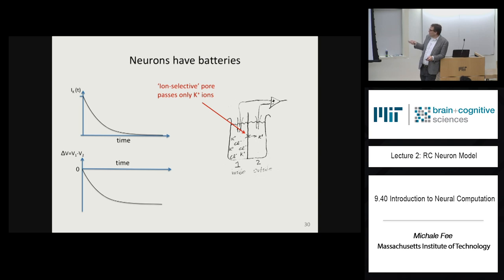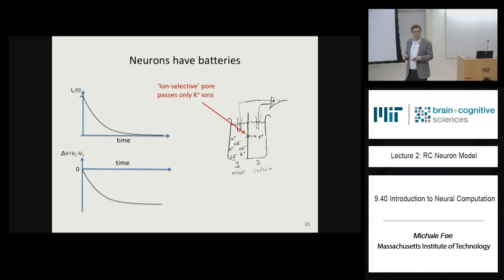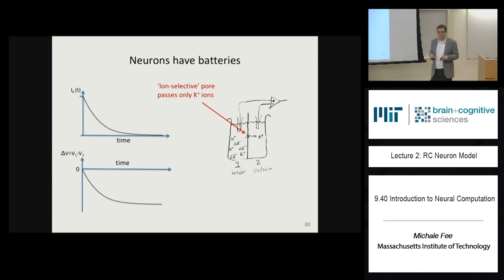Basically, this is like a capacitor, right? And some positive charges diffused from here to here, that charges up this side, and so the voltage is positive. We put more positive charges here, the voltage here goes up. Okay?